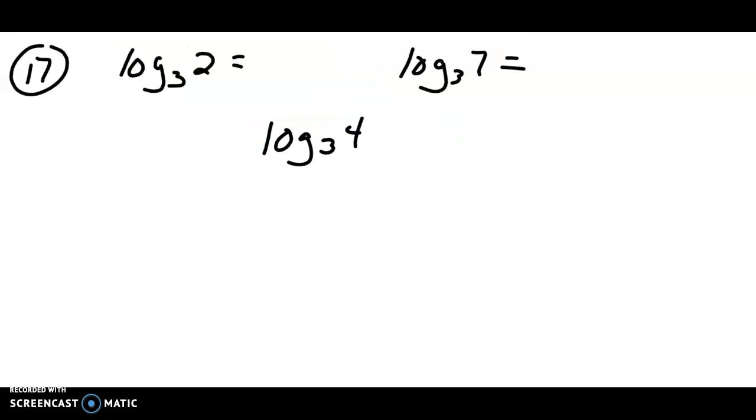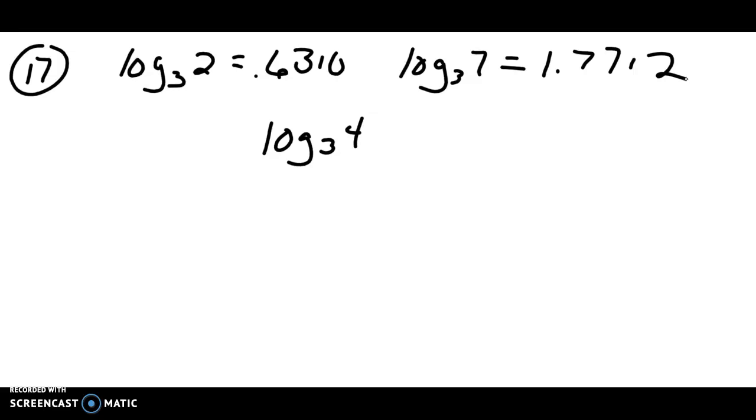All right, another type of problem is like problem number 17. And in 17, they're wanting you to use properties, but you have to use certain logs. So in this one, they're giving you the value of two logs. So we're going to have log base 3 of 2, and that value is going to be 0.6310, and log base 3 of 7 is going to be 1.7712. That's the only thing that we know. That's the only thing we have to use.